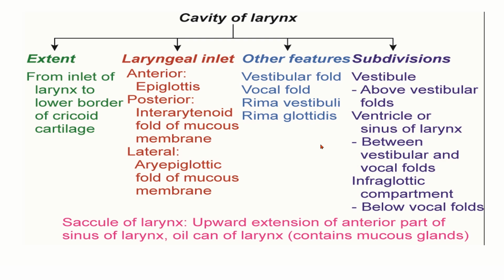So inside, the most important things you have to identify are the vestibular fold and vocal folds in the sagittal sections. The area between the two vocal folds is called rima glottis, and the area between the two vestibular folds is called rima vestibuli.